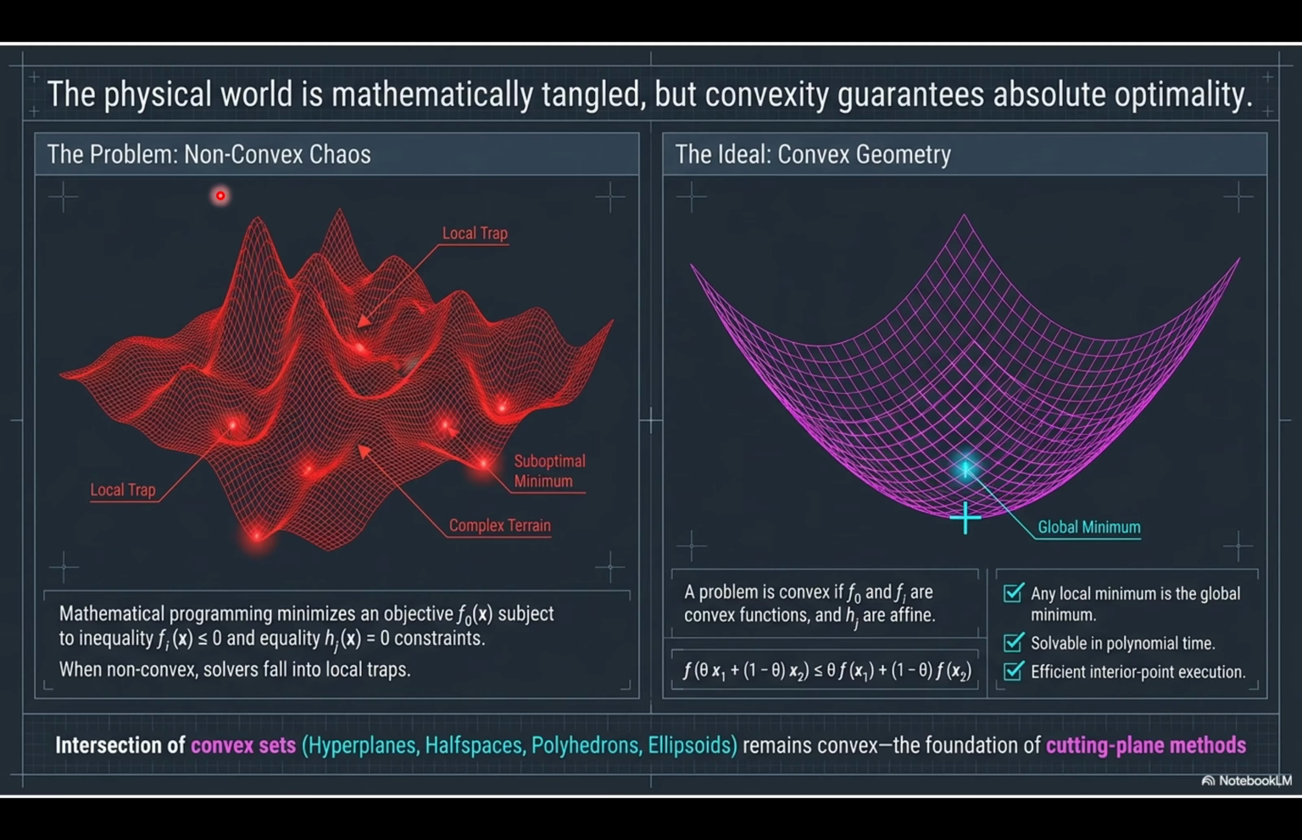Precisely. And because the real world is so messy, engineers have to rely on a specific theoretical framework that they try to force these real-world problems into. And that framework is convex optimization.